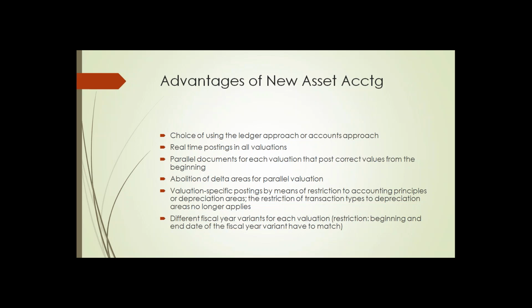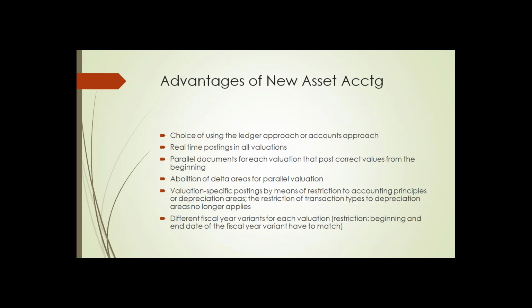Valuation specific postings. So if you want to post only to a particular depreciation area, that is also possible. Till now, are you aware of the transaction types within asset accounting? If you want something to be posted only into one depreciation area, normally we restrict this through transaction types as of today. I don't think many of you must be using this functionality, but this was the functionality which was available. Is somebody aware of this?